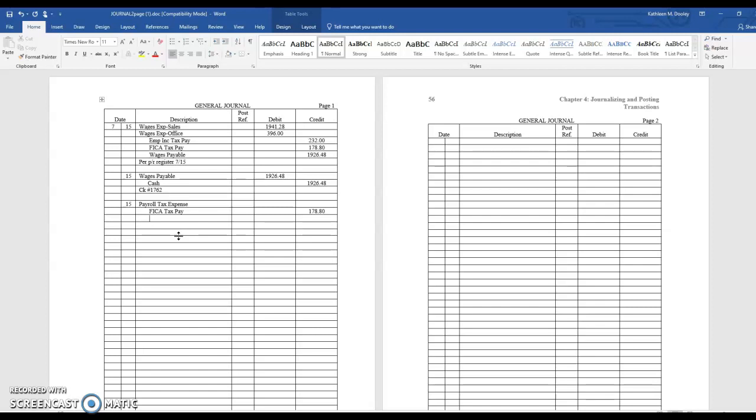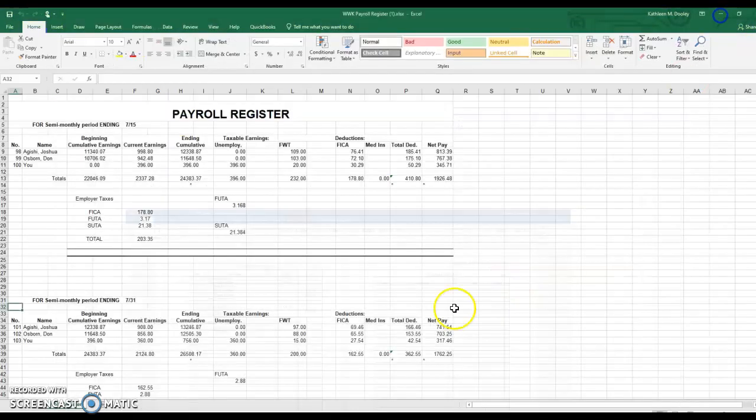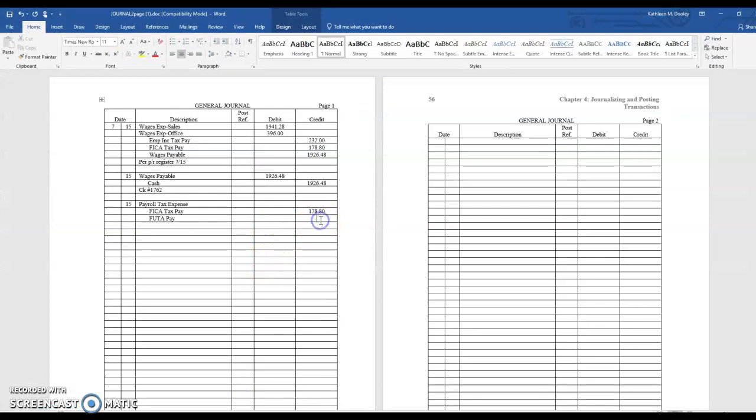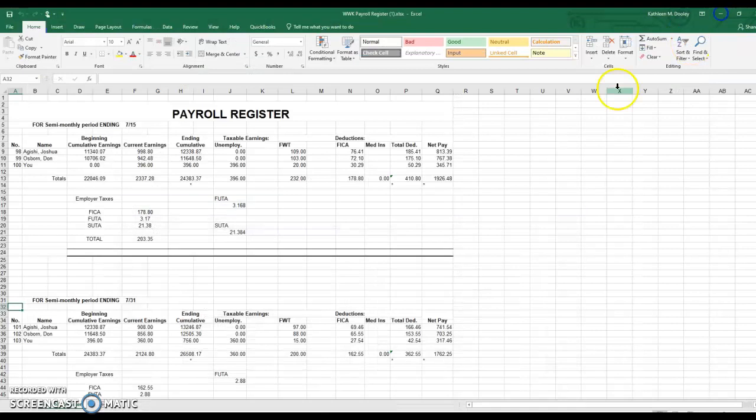The employer also has to pay FUTA and SUTA. Those are unemployment taxes, and they're responsible for those as well. Now the FUTA is $3.17. So we owe that out to the IRS, and the employer owes SUTA, that's the state unemployment, and that is $21.38.